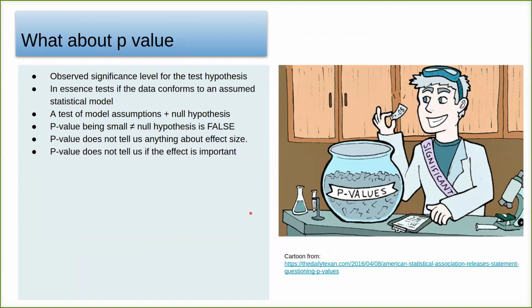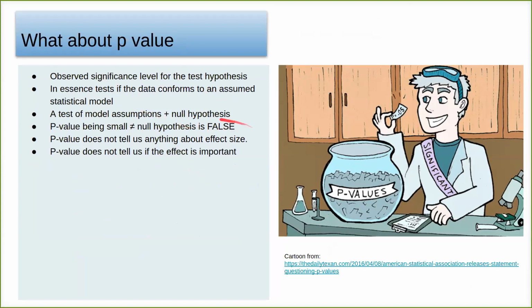What about p-values? There is an extensive literature on the misuse of p-values. There is something called p-hacking. What you have to understand is that p-values should not be the basis on which you make decisions. Today's quiz will be on p-values. So the p-value is basically telling us whether the data conforms to an assumed statistical model. That's what the p-value tells us, nothing more.